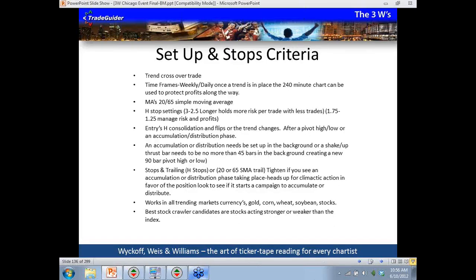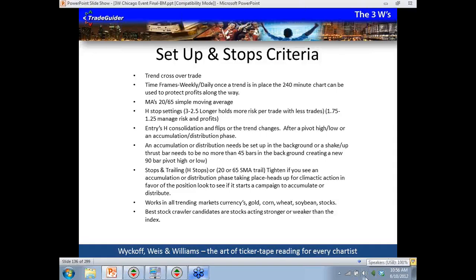The setup criteria is just a trend crossover. You have to see specific things in the background, though. For time frames, we'll be using a weekly and a daily. Once the trend is in place, this is important, the 240 chart, the 4-hour chart, can be used to protect the profit along the way and really start locking things in.